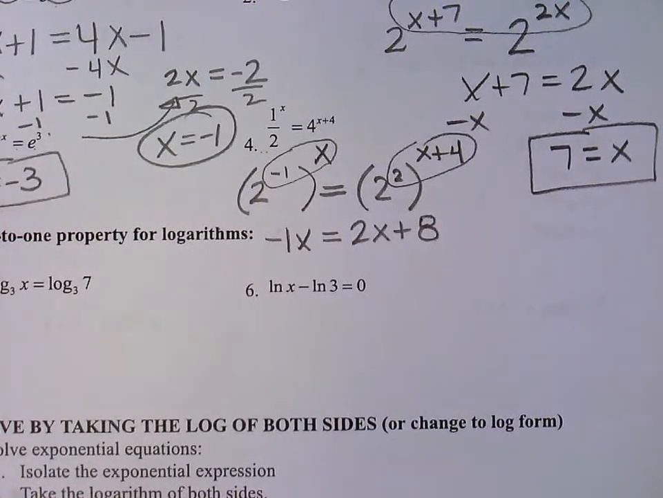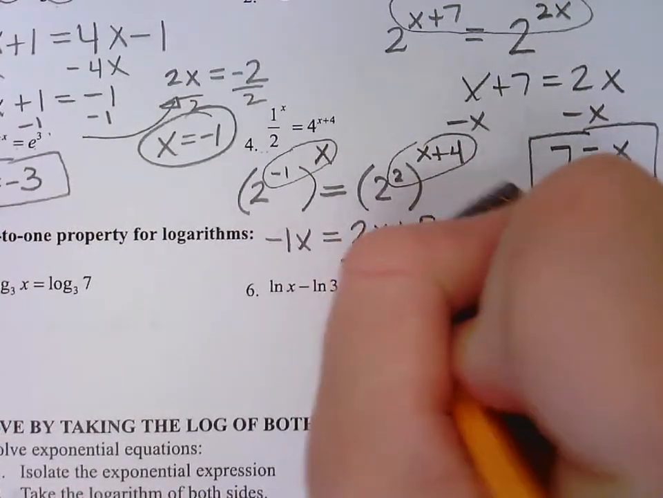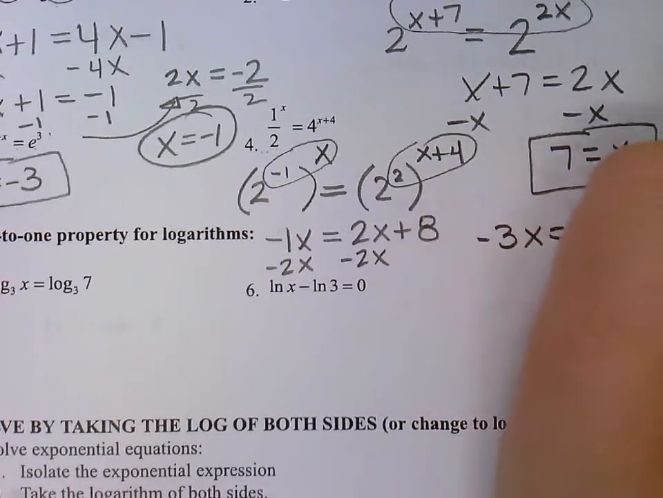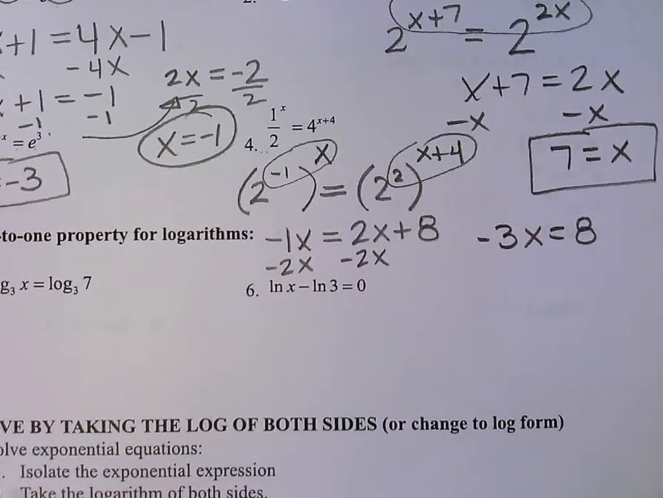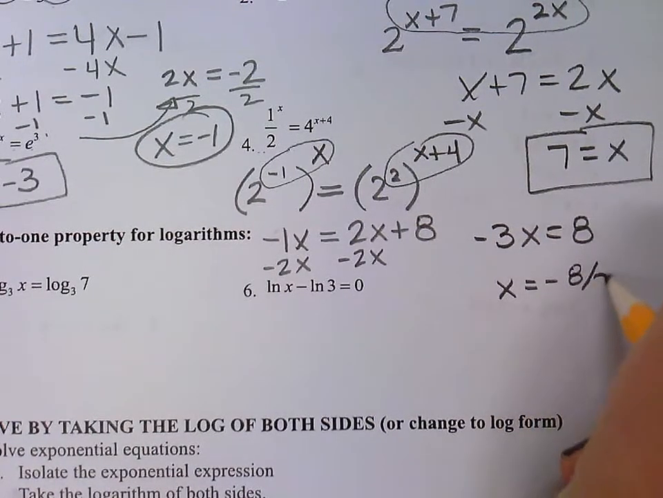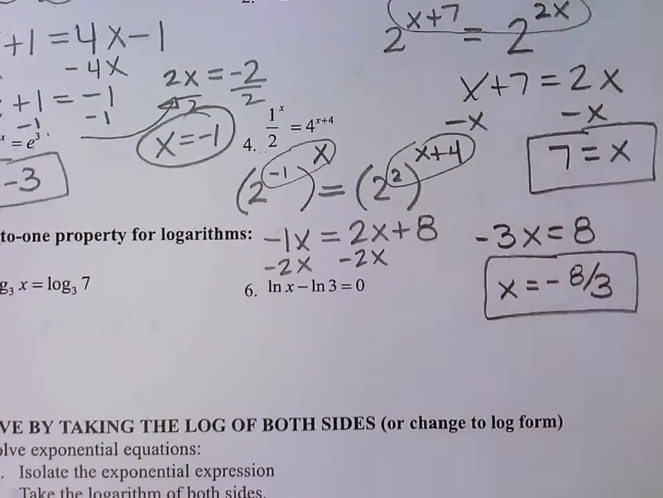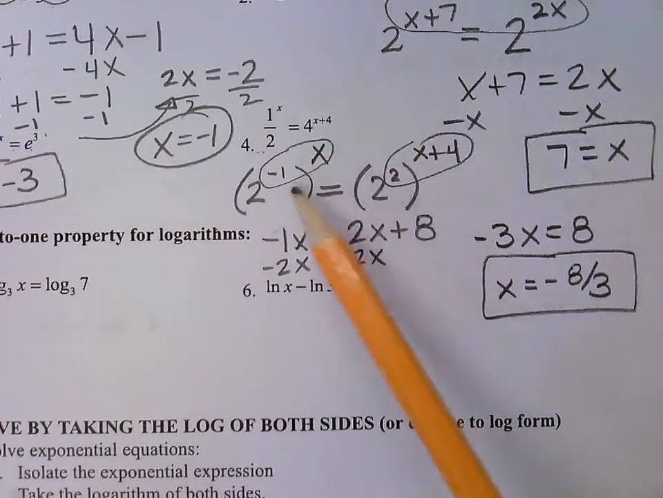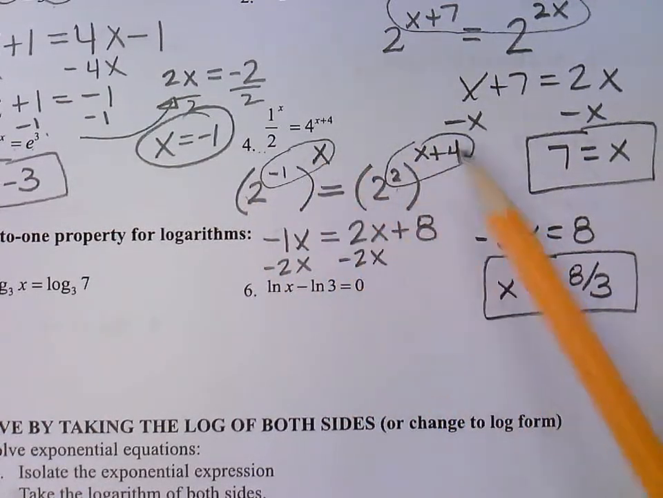So you would subtract the 2x to the other side, right? So that gives you negative 3x on the left equals positive 8. So your last step would be dividing by negative 3. So you'd have negative 8/3 as your final answer. So it might not come out beautiful, but it's mathematically correct. And you could check it by plugging it into a calculator if you wanted to. So that's the one-to-one property. You force the bases to be the same so the exponents can be the same.